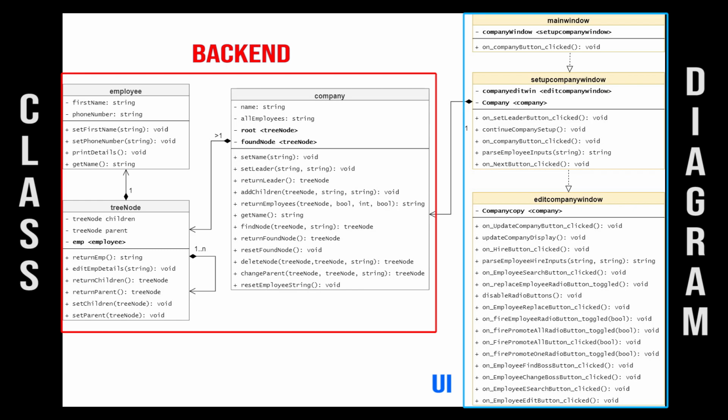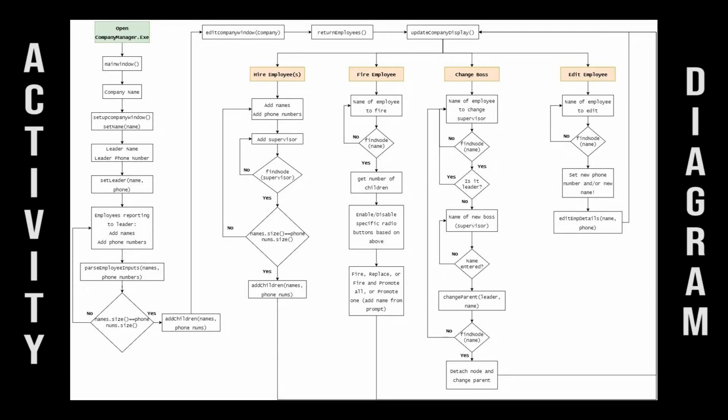So the methods here are update company display, replace employee, find boss button clicked. The methods which say employee search button clicked, if it has the word clicked in it, that refers to the button object. So when I click the button, what should the program do? Next, let's move on to the activity diagram.